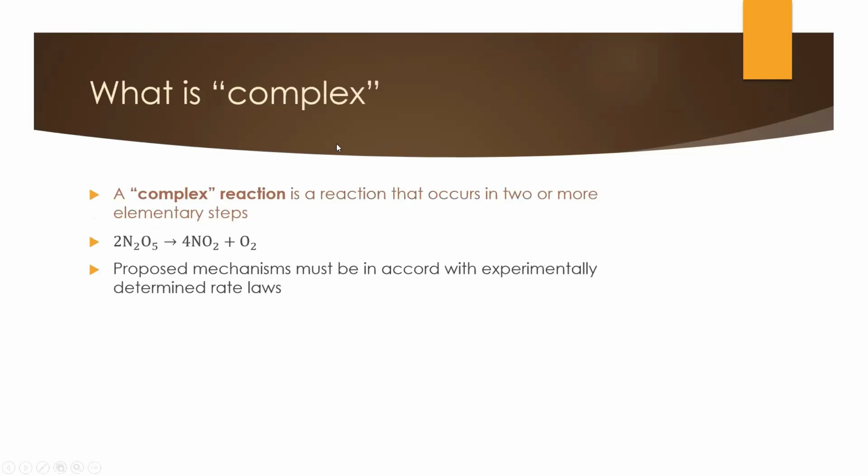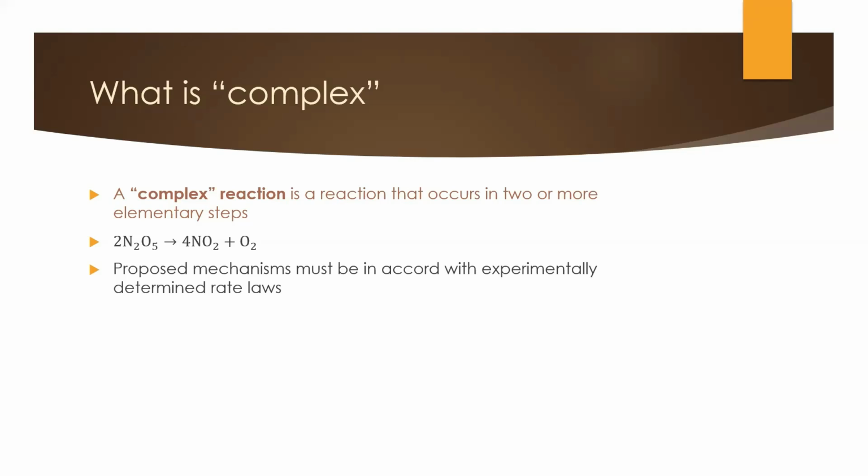We'll start here by considering what we mean with a complex reaction. Complex makes it sound hard, but a complex reaction is simply a reaction that occurs with two or more elementary kinetic steps. So in the last chapter, we looked at a lot of elementary kinetic steps, but here we're looking at mechanisms that proceed by more complicated scenarios.